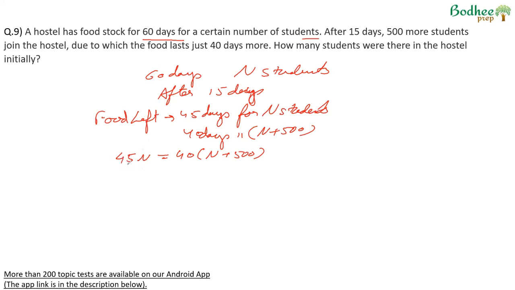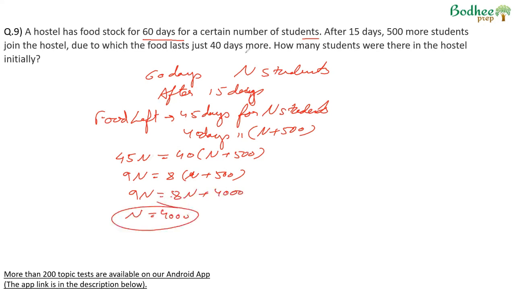Divide by 5. 9 5s are 45, 8 5s are 40, n plus 500. So 9n is equal to 8n plus 4000. So n is equal to 4000. How many students were there in the hostel initially? There were 4,000 students in the hostel.